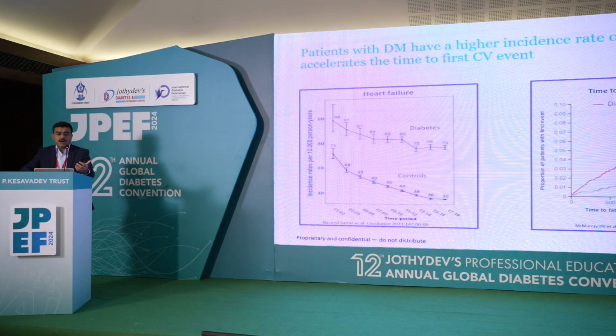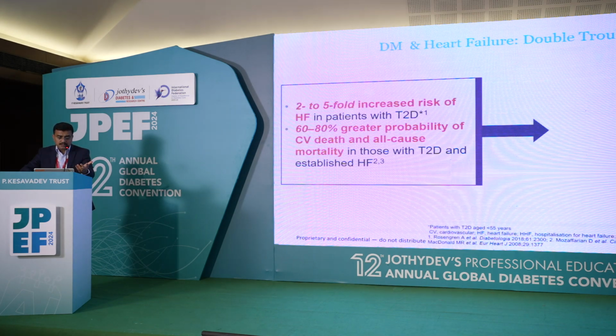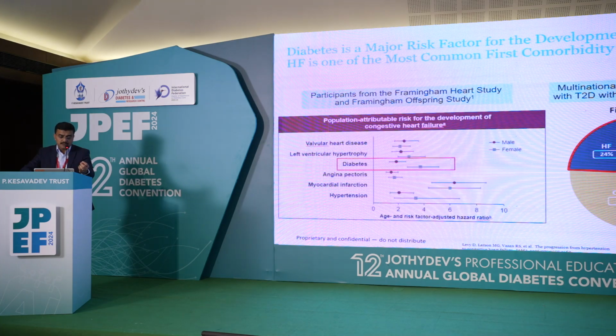Patients with diabetes have a higher incidence rate of heart failure, and this accelerates time to first CV event. You can see that heart failure with diabetes is actually a difficult combination and can lead to increased mortality. Diabetic heart failure is actually double trouble because it's said that there is a 2 to 5-fold increased risk of heart failure in patients with type 2 diabetes, and a 60 to 80% greater probability of CV death and all-cause mortality in those with type 2 diabetes and established heart failure.